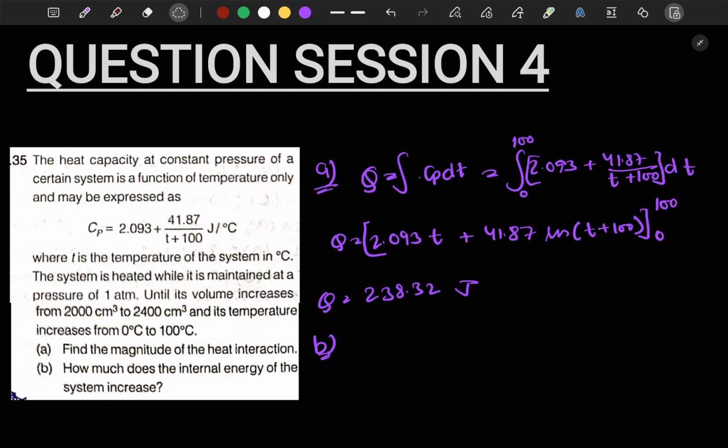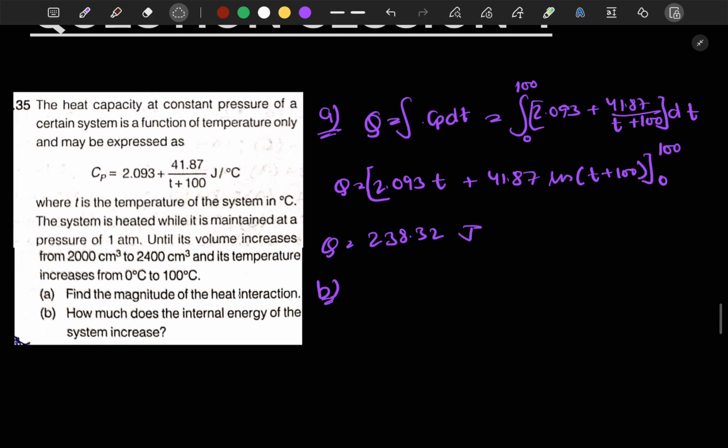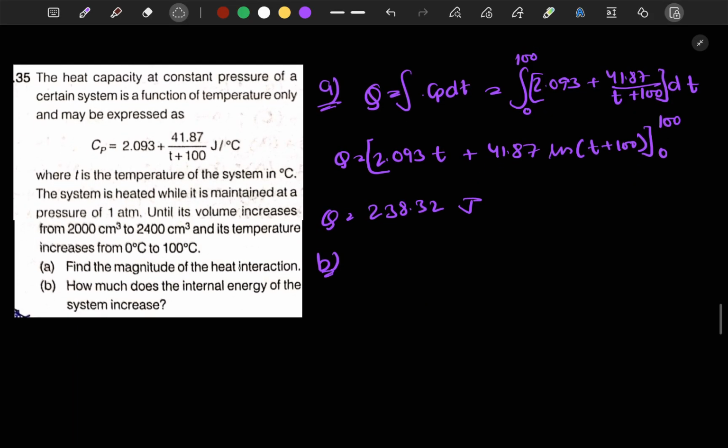Okay, now before starting the session, there are a few questions from the application of first law, from question session 3, which I didn't complete in that session, so I will solve it here first. So we were doing this question: the heat capacity at constant pressure of a certain system is a function of temperature only, and is expressed by Cp is equal to the given expression.